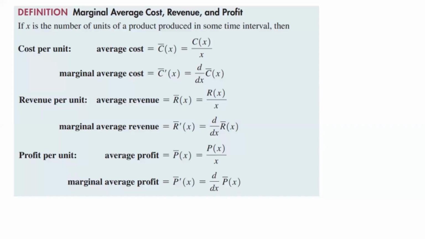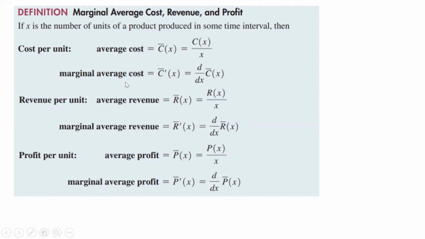All right, here we have some more definitions. We have marginal average cost, marginal average revenue, and marginal average profit. How do averages work? Usually you take a total cost and divide it by the number of items. We're going to say average cost is C bar of x, the total cost divided by however many there are of x. So that's how that one works.